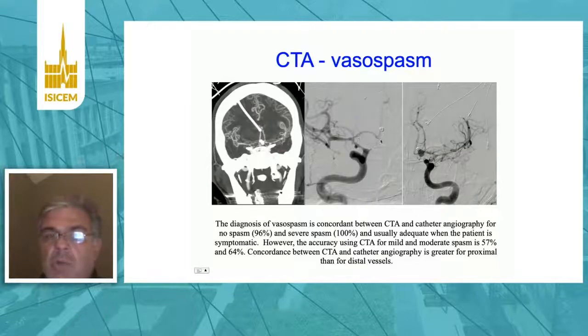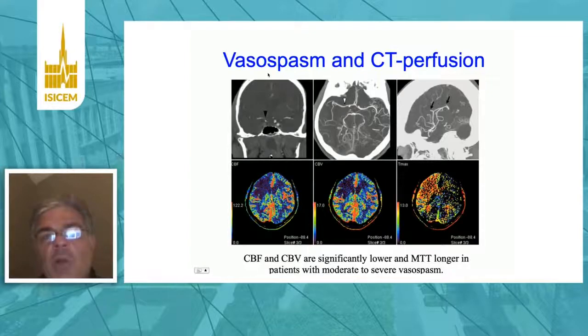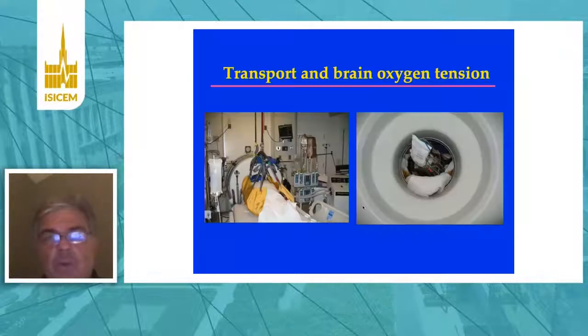Vasospasm might occur when there's traumatic subarachnoid hemorrhage. Importantly, one can relate those CT angiograms to CT perfusion to determine if there's an effect on flow, and this can help direct therapy, for example, augmentation of blood pressure to improve blood flow.